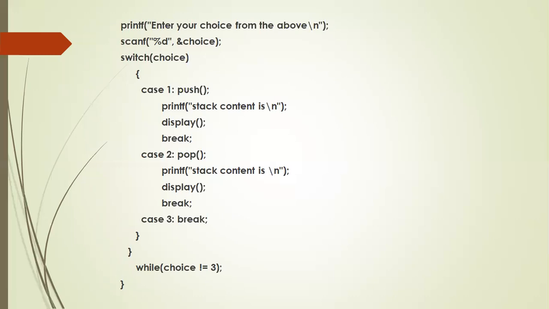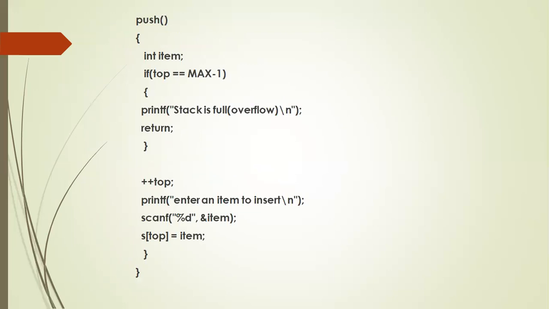Next, you see what I'm doing in the push operation. Int item. Now, to start with, top, from which value have I started? Top I have started from minus 1. Max is how much? 5. 5 minus 1, how much? 4. So top equal to 4 is false, so the stack is not full, overflow is not there. Next, plus top. Since top started from -1, plus top means top becomes 0.